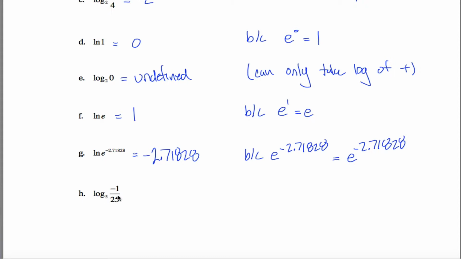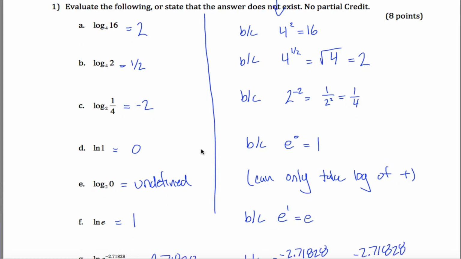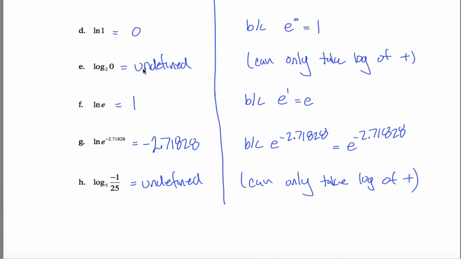The log base 5 of the negative of 1/25. Turns out that's undefined as well. And the logic, again, is that you can only take logs of positive numbers. So that's what I was going for here. You didn't have to give me the explanation. All this explanation here is optional. If you got those answers, I'm happy.